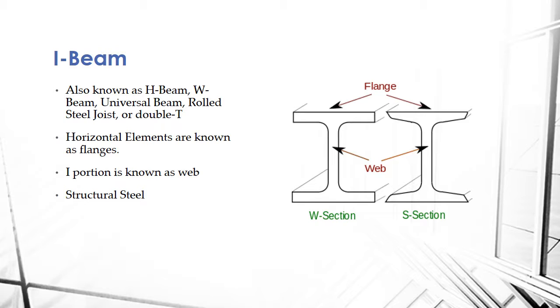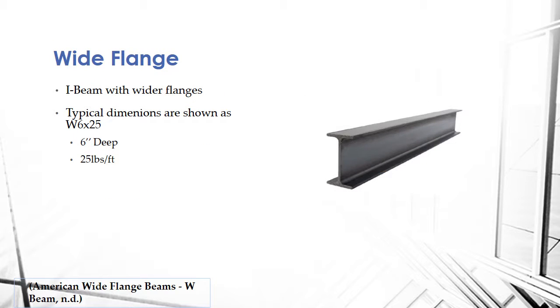First, we have I-beam, also known as an H-beam, W-beam, universal beam, rolled steel joist, or double T. Horizontal elements are known as flanges, and the I portion is known as the web. And these are used in structural steel, and you can see the depiction of the flange and webs to the right.